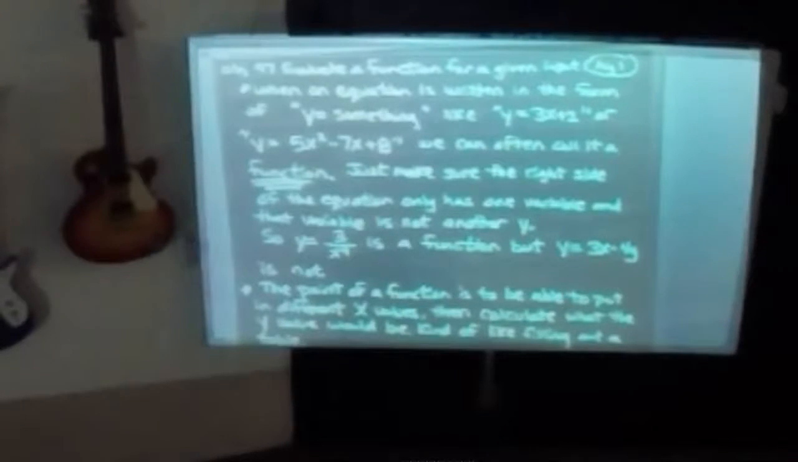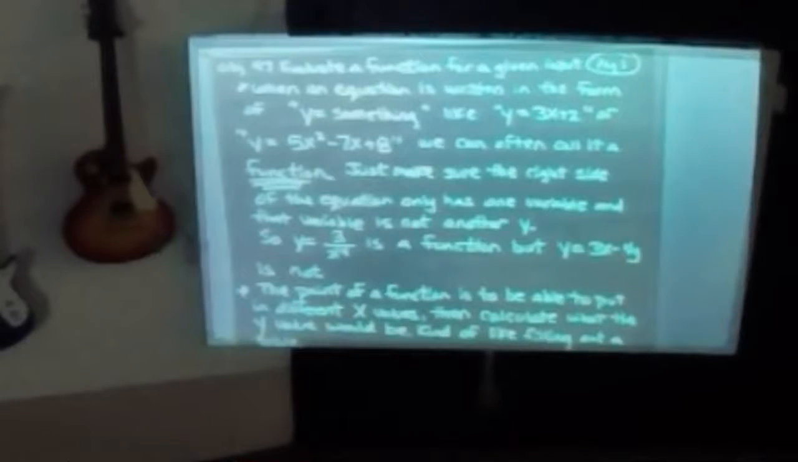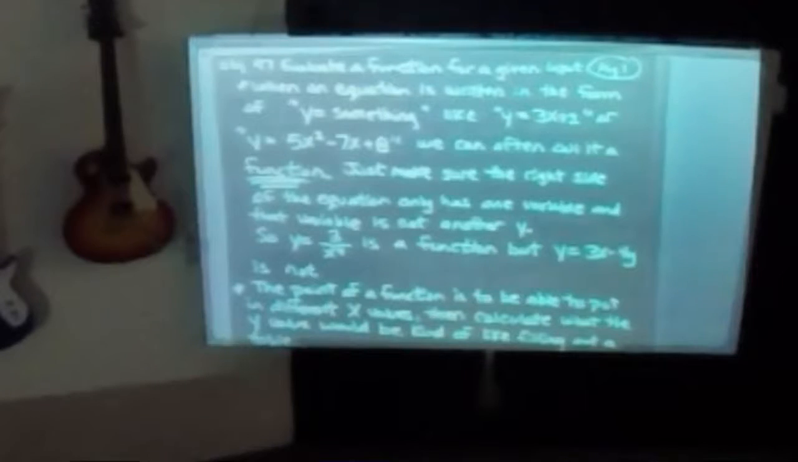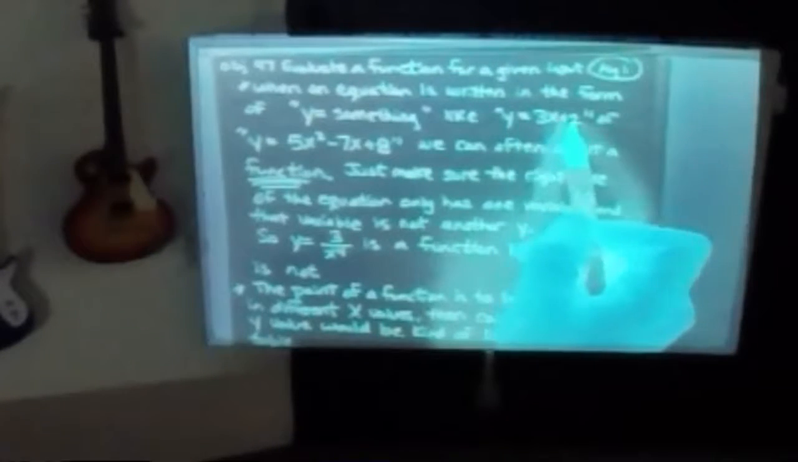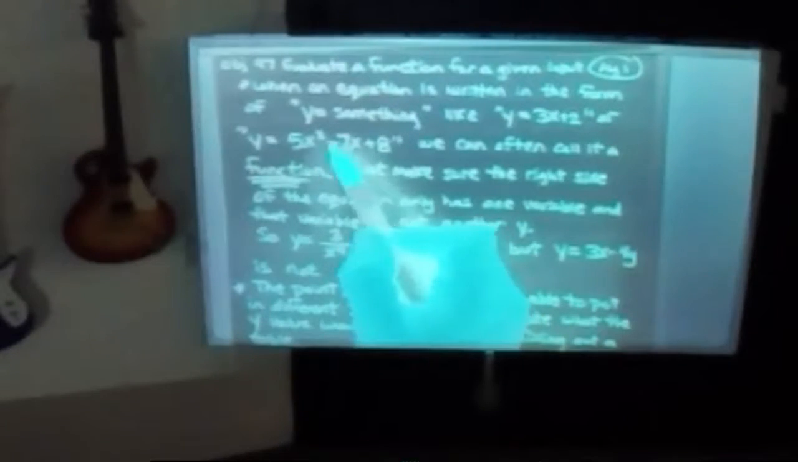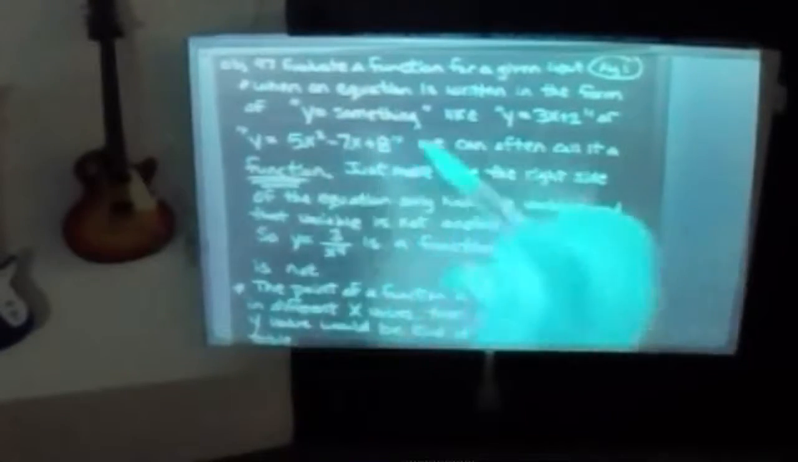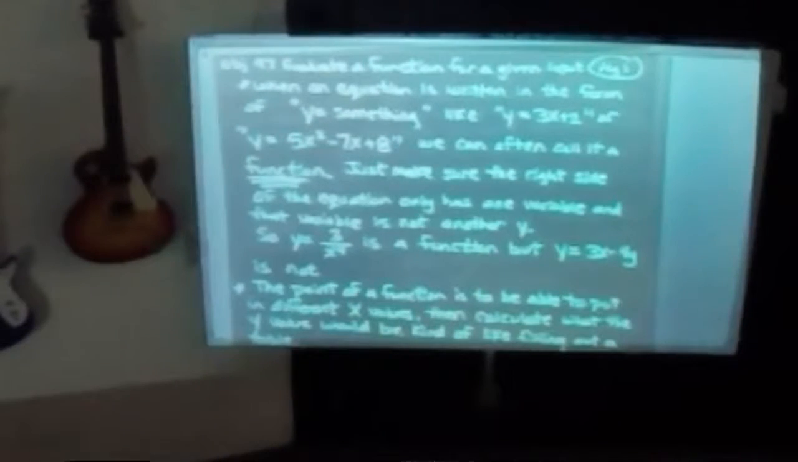So there's two objectives here, 97, 98, that aren't so hard. This is evaluate a function for a given input. We haven't talked about these words like functions. But we've seen equations. We just had one, y equals 2x plus 3. When an equation is written in the form y equals something, like y equals 3x plus 2, or even something funkier like y equals 5x squared minus 7x plus 8, we can often call that a function.